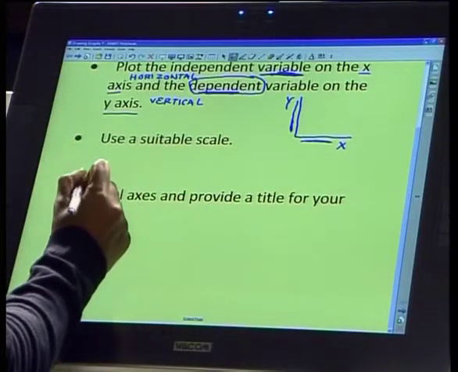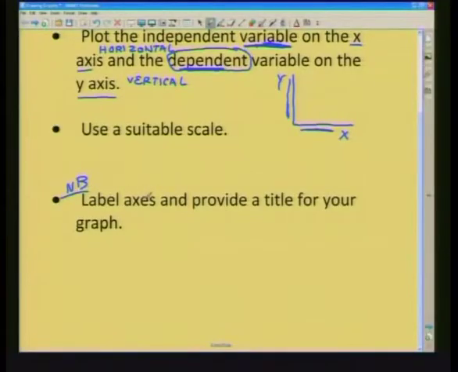Very, very important. Always label all your axes, and you have to provide a title for your graph. We need to know what's going on in that graph. What is the name of that graph? Okay, so you have to provide a title for the graph.